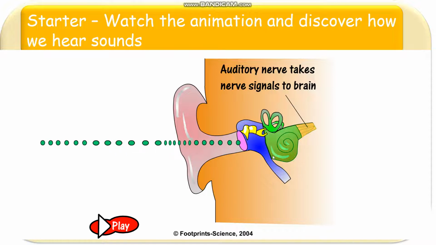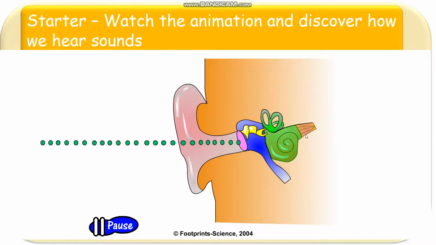Now the vibration of the liquid is picked up by tiny hair-like structures which line the inner surface of the cochlea. And it's the movement of those hair-like structures which then produce electrical signals, which are then transmitted to the brain via something called the auditory nerve.